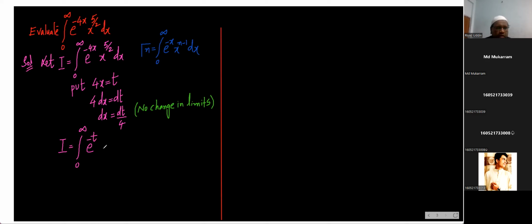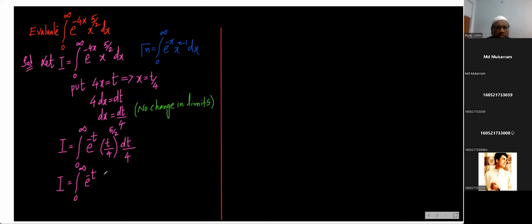Now what is the x value? It implies that x is t by 4. So here the x value is t by 4, and (t by 4) whole to the power of 5 by 2, into dx, which is already dt divided by 4. Now this 5 by 2 we apply for numerator and denominator. This is I equals integral from 0 to infinity of e power minus t, as it is.